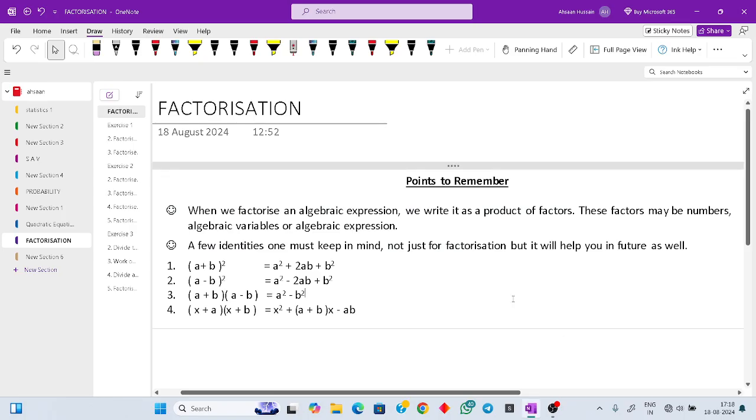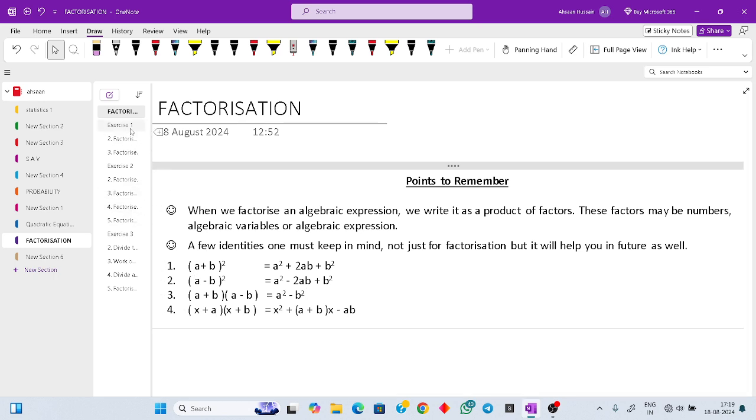So, our topic today is factorization, and these are the points you should keep in mind while solving the problems. Specifically, these four identities. Okay, so let's start.